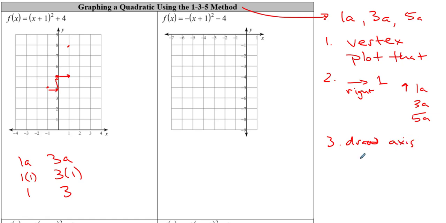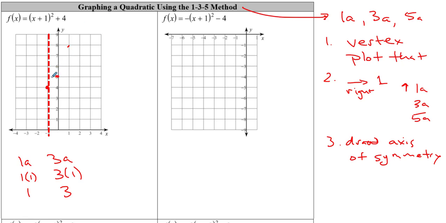Draw axis of symmetry. Sorry, my handwriting is really bad right now. So if we put our imaginary line here, okay, you don't actually have to draw it. I could say mentally draw it. But we know that these points are equally spaced apart because they are symmetrical. So let's go ahead and remove these, and then we can plot them.